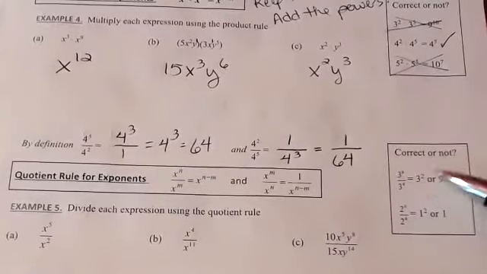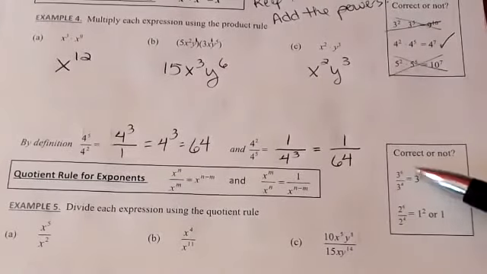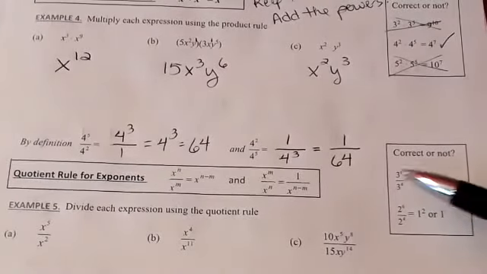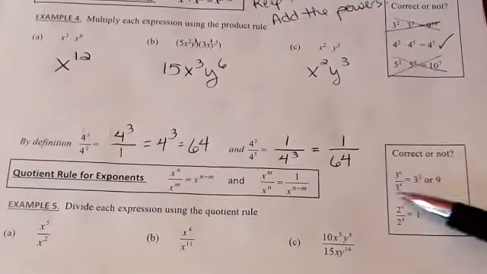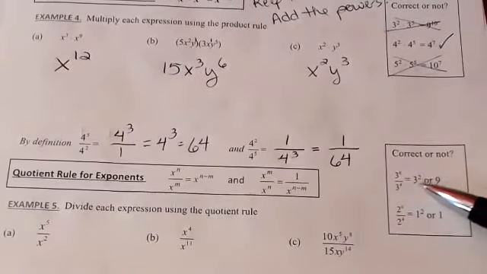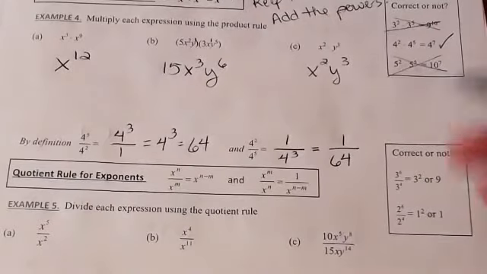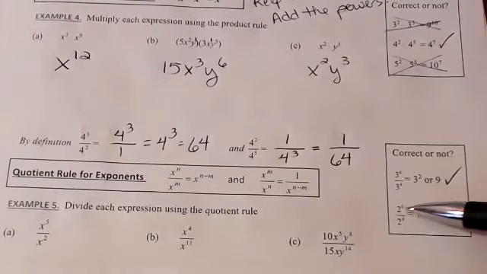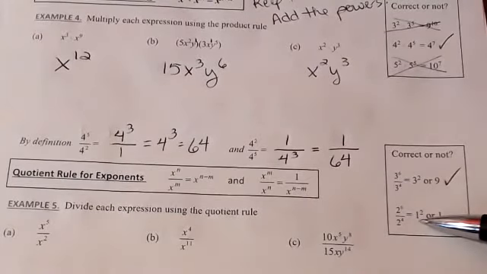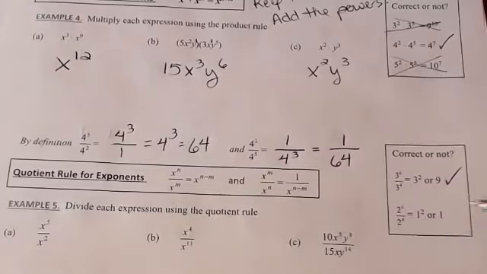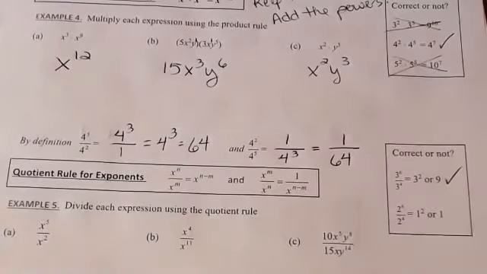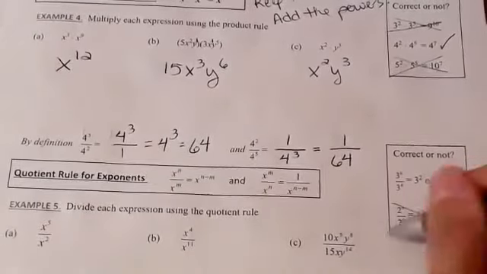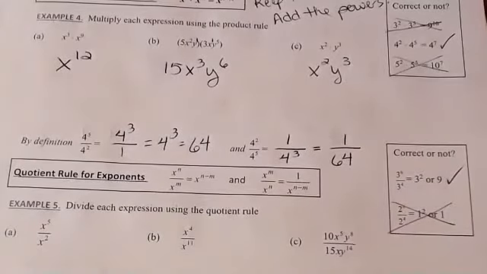Take a look at our first expression here. We have 3 to the 6th over 3 to the 4th. According to this answer, we kept the base and we subtracted the powers, 3 to the 2nd power. So yes, this is correct. That looks great. For our second example, did we keep the base? Nope. Somebody messed up. So right away, we don't even have to look further.